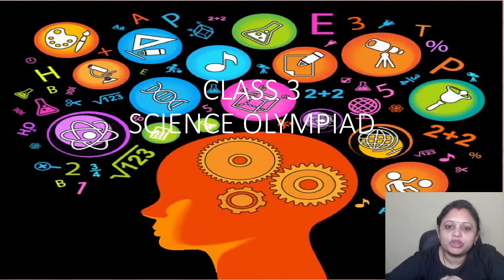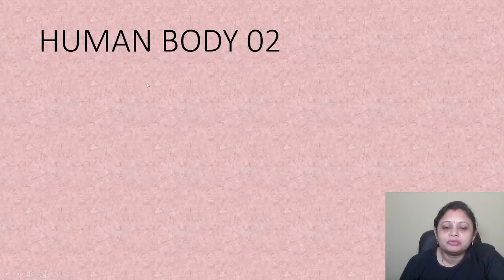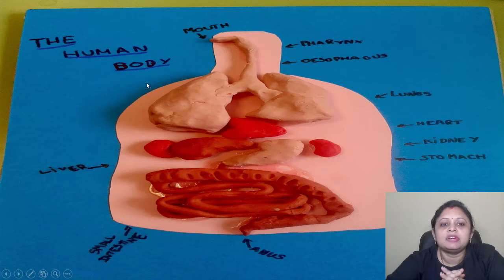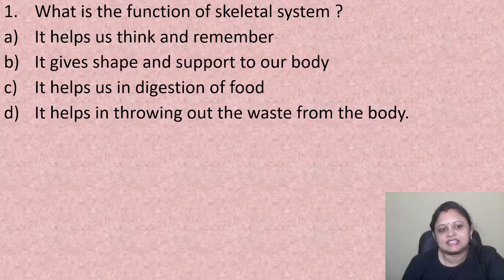Today we are going to read about Class 3 Science Olympiad. Which chapter are we going to read? We are going to continue the chapter on the human body. We have already discussed some questions of this chapter, and today we are going to discuss some more questions. Are you all ready? Yes, so let's get started.